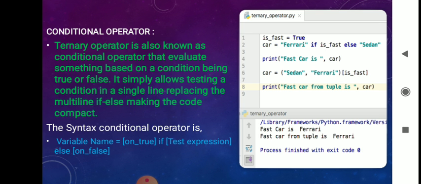Conditional operator. The ternary operator is also known as a conditional operator that evaluates something based on the condition being true or false. It simply allows testing a condition in a single line, replacing the multi-line if-else, making the code very compact. Here we can say that it replaces the simple if, because the conditional operator is going to check one value. If the condition is true, execute the true expression. If the condition is not true, that means the condition is false, automatically it will go to the else part. So it is called an alternative if-else statement.